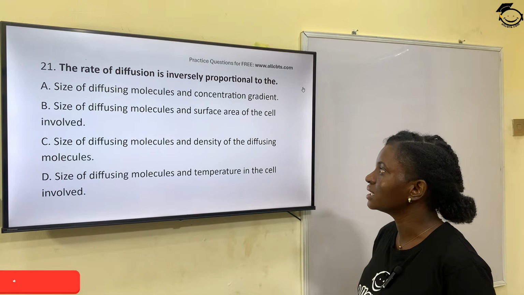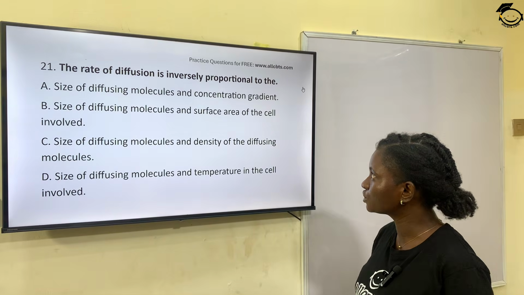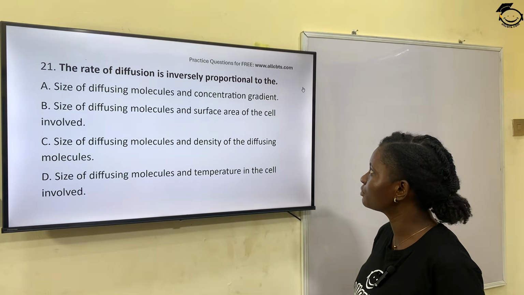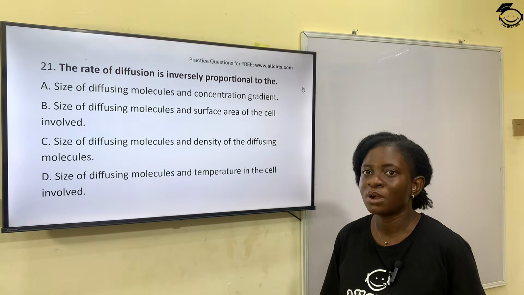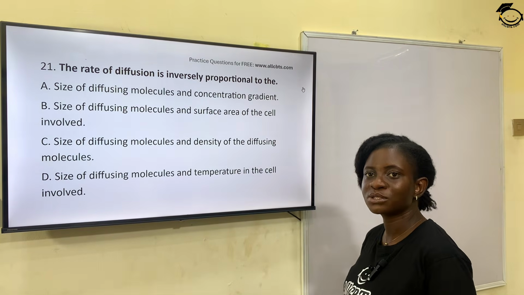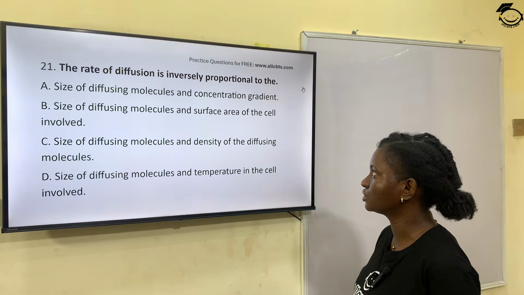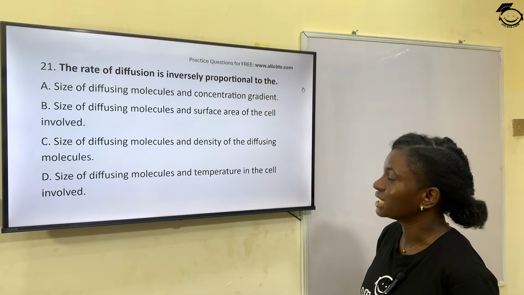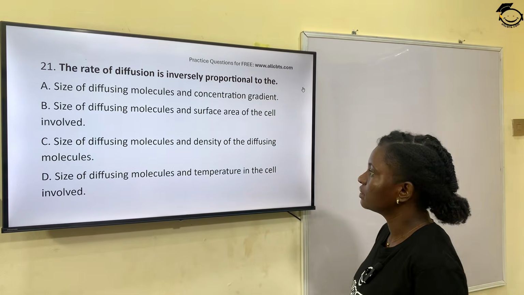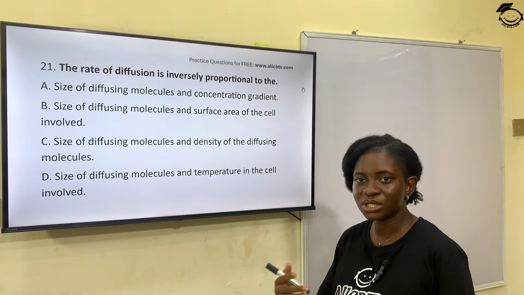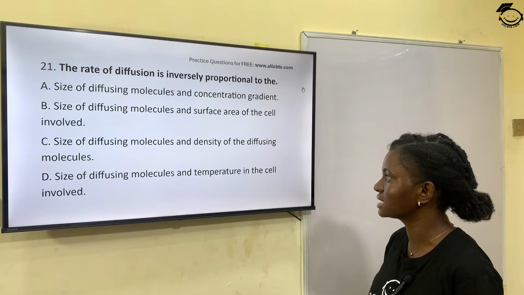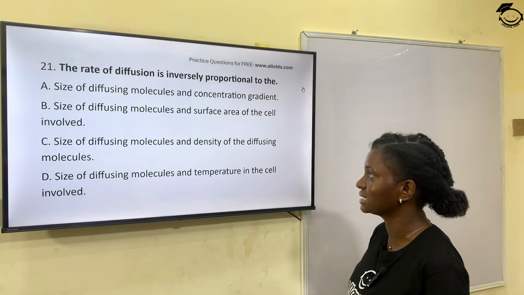Question 21. The rate of diffusion is inversely proportional to... When we say diffusion, that's the movement from higher concentration to lower concentration. It involves diffusing molecules, the size of diffusing molecules and density.